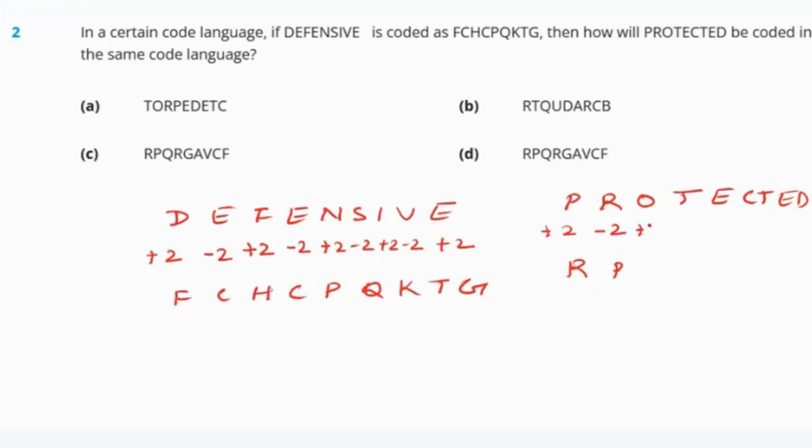And I need to add 2 over here. If I'm adding 2, what will I get? I will get Q. Again, I need to minus 2.